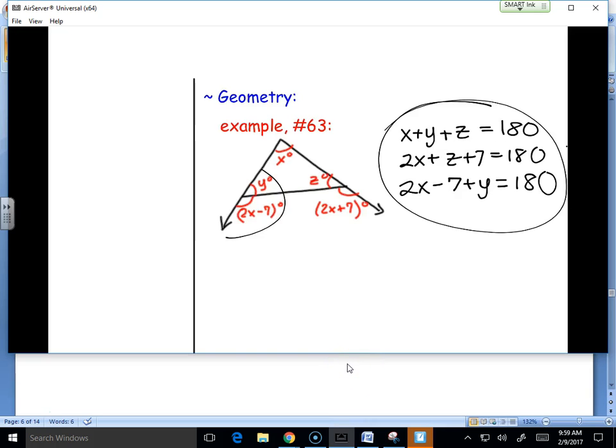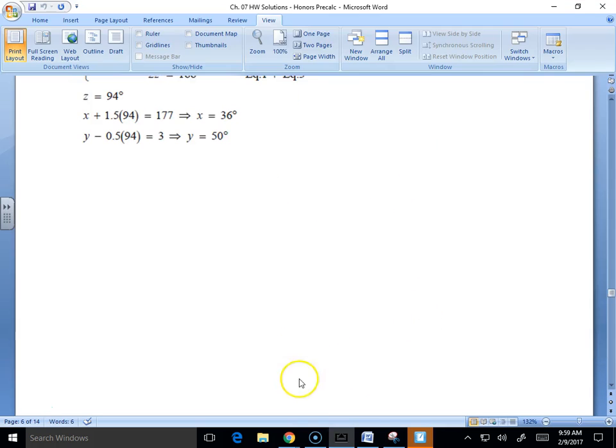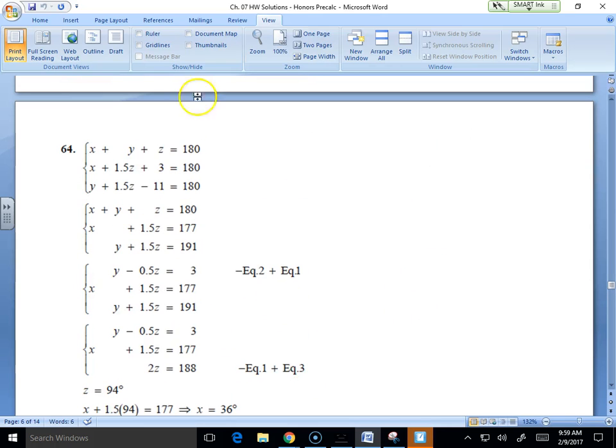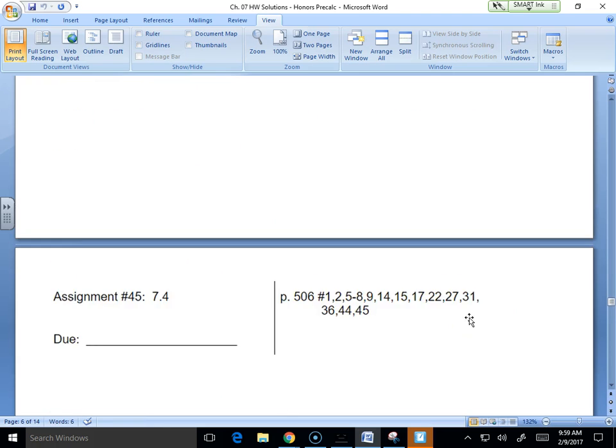You were finding this sort of thing, and that's where the different equations up above came from. See the 180s? That was one of those geometry ones. And then with that, we're done.